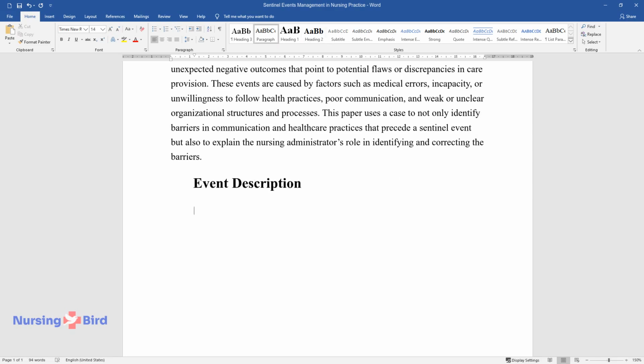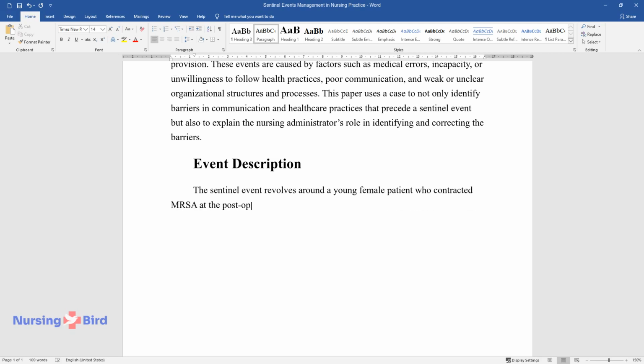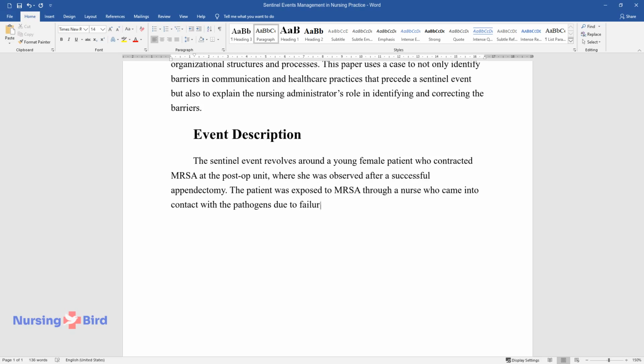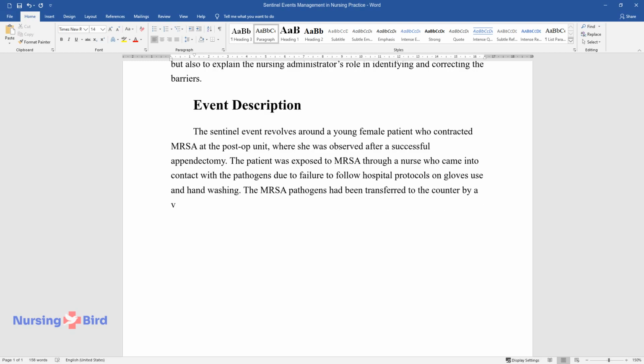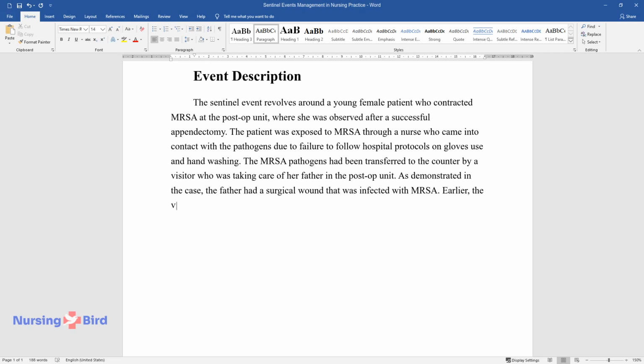Event description. The sentinel event revolves around a young female patient who contracted MRSA at the post-op unit, where she was observed after a successful appendectomy. The patient was exposed to MRSA through a nurse who came into contact with the pathogens due to failure to follow hospital protocols on gloves use and hand washing. The MRSA pathogens had been transferred to the counter by a visitor who was taking care of her father in the post-op unit. As demonstrated in the case, the father had a surgical wound that was infected with MRSA.